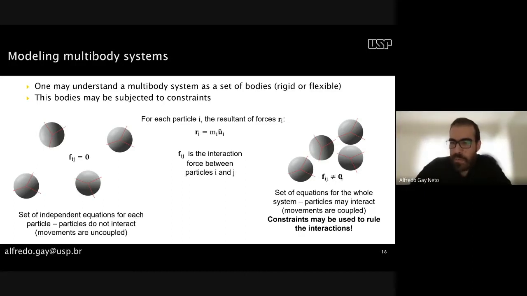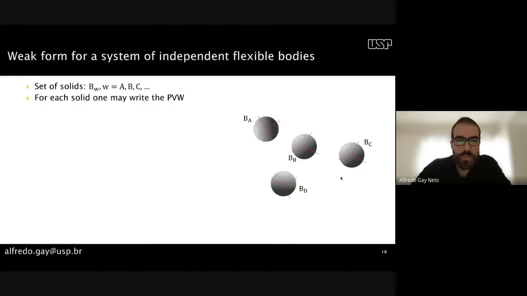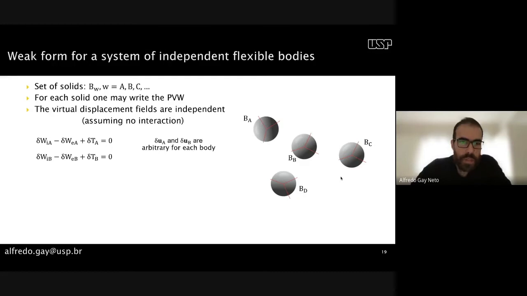On the other hand, if you have some interaction forces between these particles that are generally non-zero, then you have to somehow tell your system how these interactions are taking place. So you need some constraints, for example, that may rule the interactions, and also how these forces are exchanged between these particles. For doing that, you can try to write the weak form for a system of independent flexible bodies, yet independent, not yet coupled.